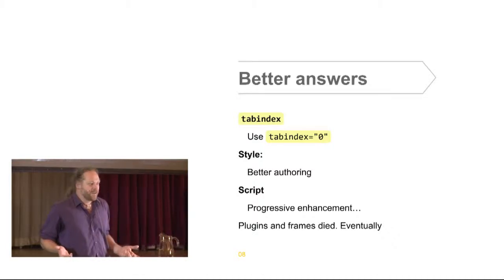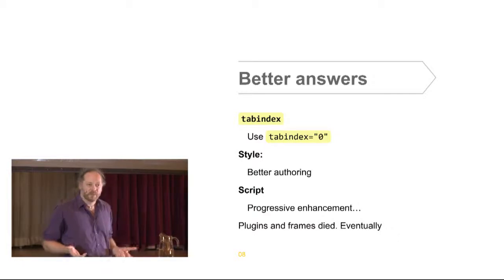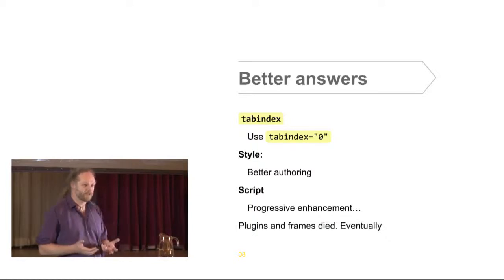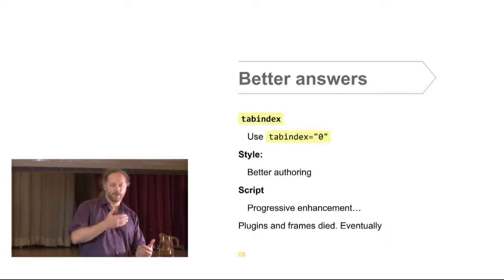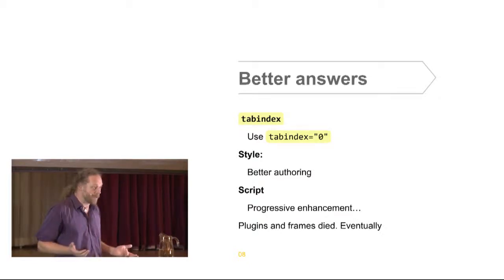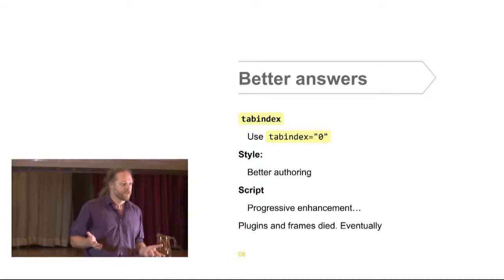The way to fix style issues is like better authoring. People learnt about progressive enhancement. People actually learned how to make stuff better. Developers became more professional, more skilled, and understood different devices and systems. And that mattered a lot. And plugins and frames died, almost, finally. And that made a big difference too, in fact.